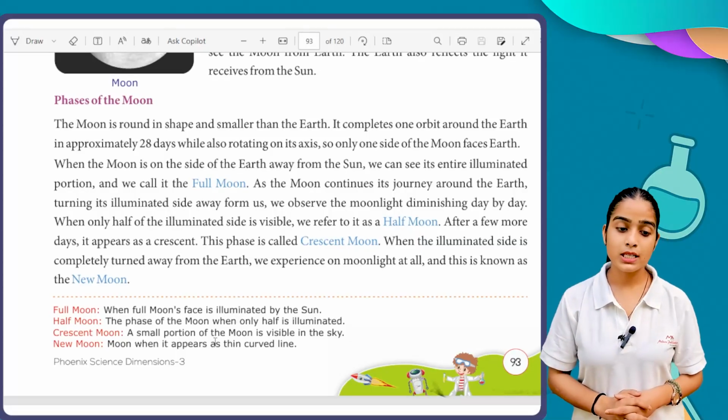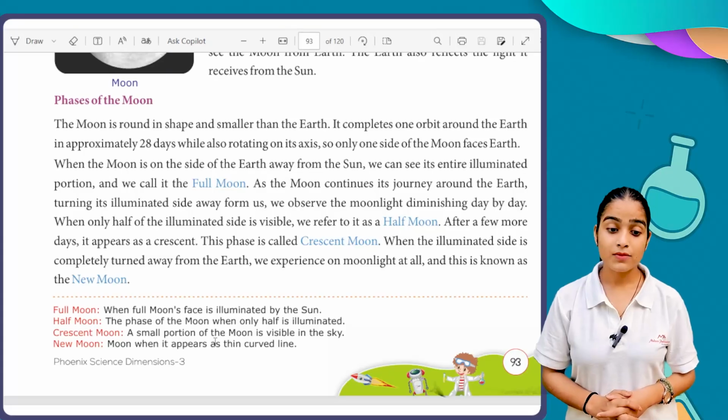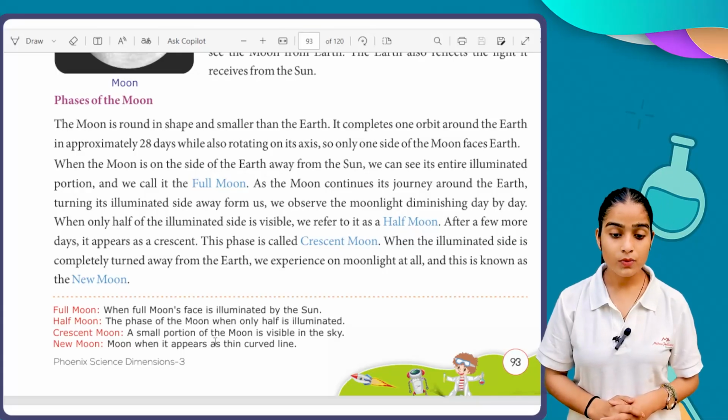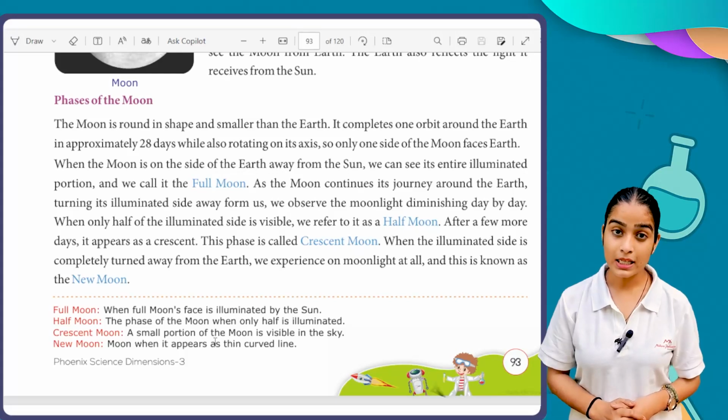After a few more days, it appears as a crescent. This phase is called the crescent moon. When the illuminated side is completely turned away from the earth, we experience no moonlight at all, and this is known as the new moon.